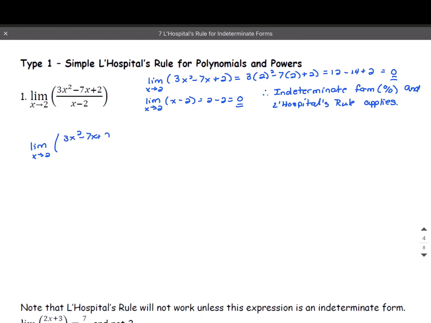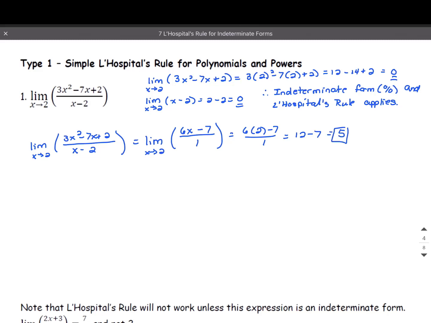Now that we know it applies, we can say that the limit as x approaches 2 of 3x squared minus 7x plus 2 all over x minus 2 equals the limit. Now we're going to take the derivative at the top. The derivative of 3x squared is 6x minus the derivative of 7x is 7. The derivative of 2 is 0. On the bottom, the derivative of x minus 2 is just 1, and we do substitution again. 6 times 2 minus 7 over 1, that's 12 minus 7, which is 5. We have now found the limit of that original function.